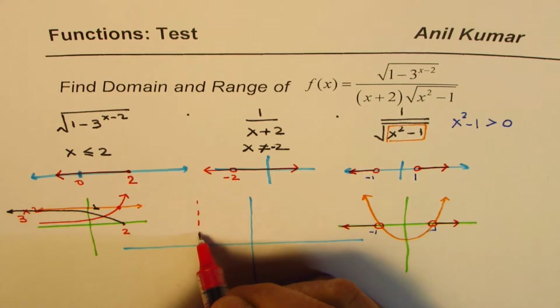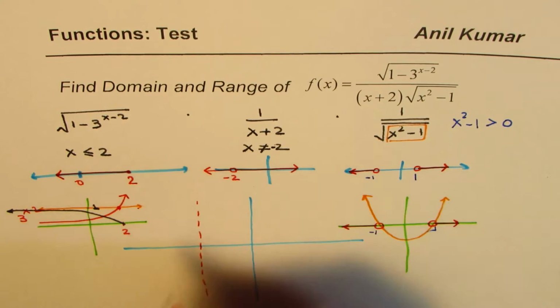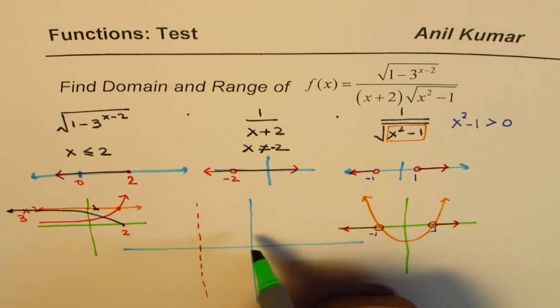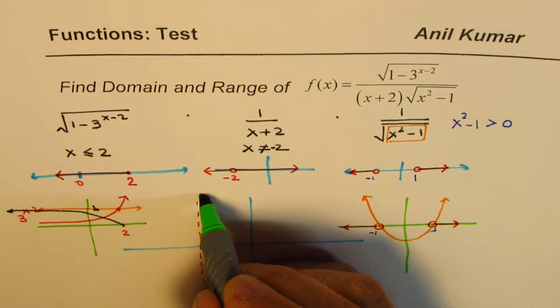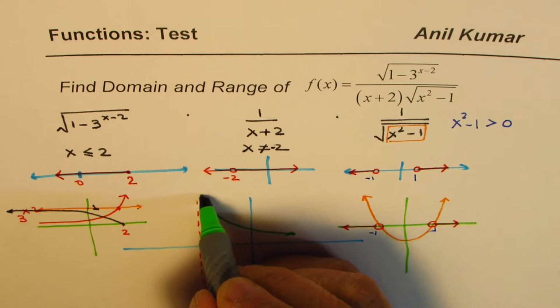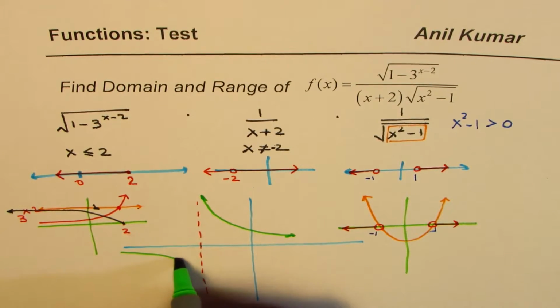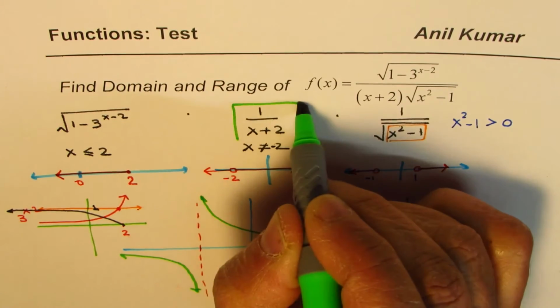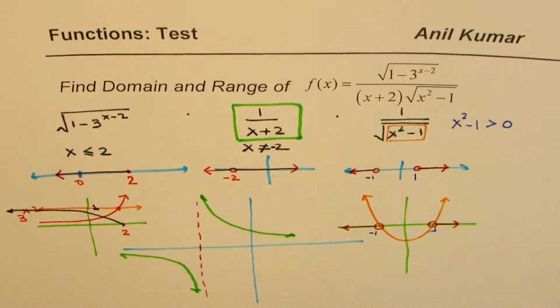It has a vertical asymptote at minus 2, and this function, we didn't give a color to this, so let me give it a color now. Let me say green. We could sketch this function as kind of like this. So that is the center part of the function. Is it okay? That is my function.